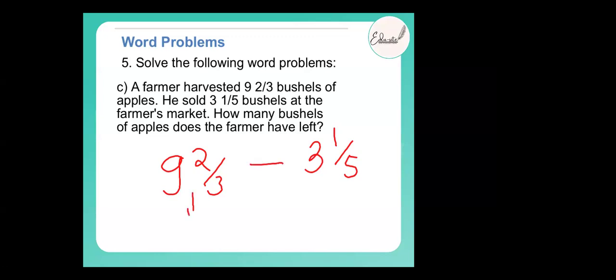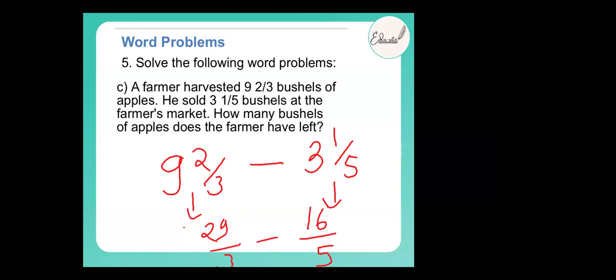So what are you going to do first? 5 times 3 is 15. 15 plus 1 is 16. And then 3 times 9 is 27. Then 27 plus 2 is 29. So 29 over 3.